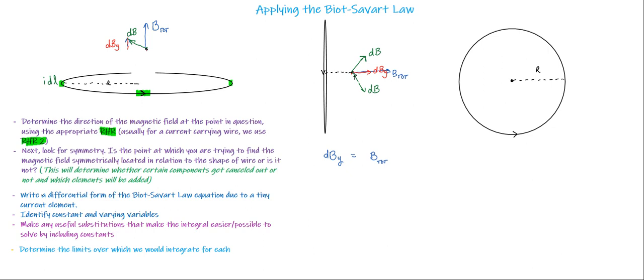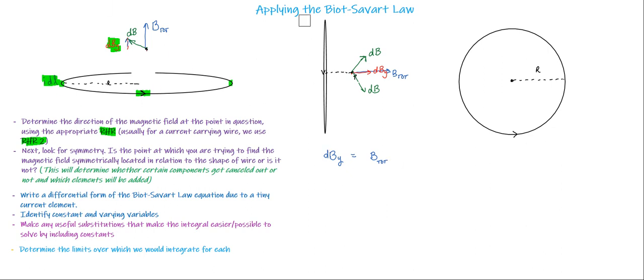The next thing is we're going to write a differential form of the Biot-Savart law due to a tiny current element. So we're going to focus primarily right now on just looking at one of these little dBy elements, and then we can do an integration to add up all of them to get the total value.